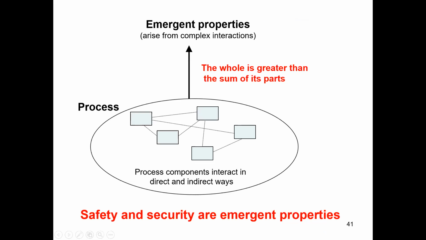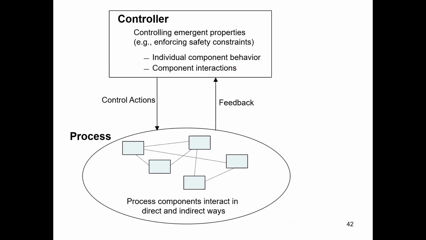Safety and security are emergent properties. If I look at just one piece of a system, I look at a valve and I say, this valve is being used in your aircraft or your car. Will the car be safe? And you say, I can't tell you that. I can't answer that question. It depends on how the valve is used. And that's exactly the problem.